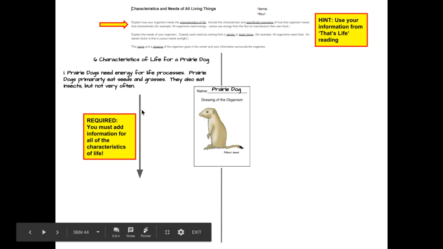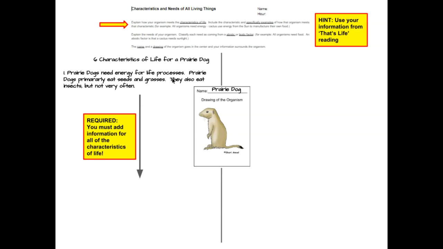And if you notice, I just didn't explain like prairie dogs need energy. I explained how they get their energy. So if I was doing, like I said, cactuses, they get it from the sun, and they'd use photosynthesis to manufacture their own food. This is where you're showing not only what they need, but how they get that characteristic, but also how they fulfill that.